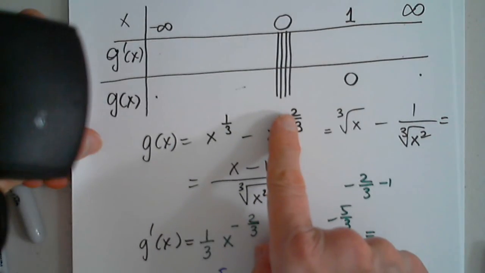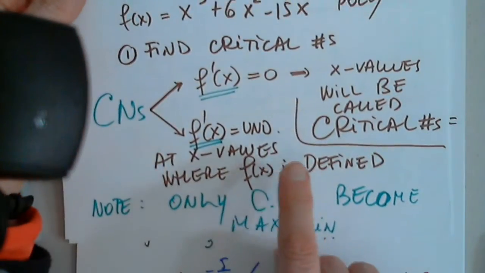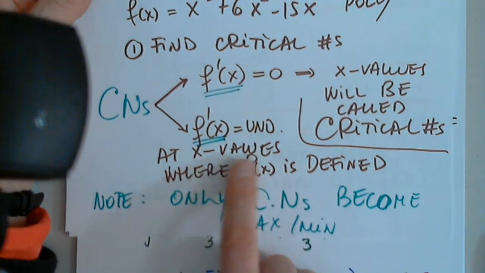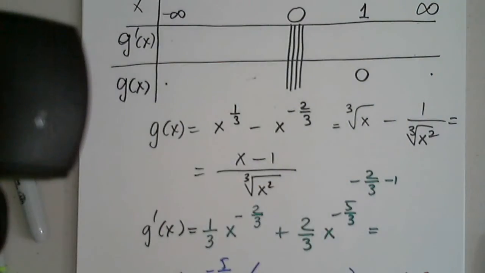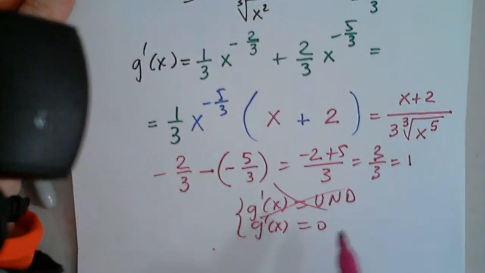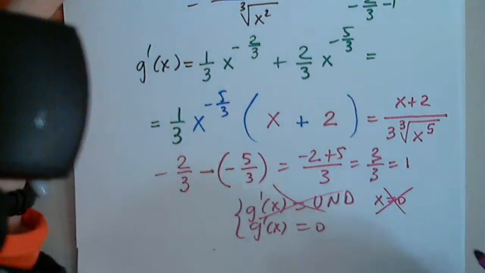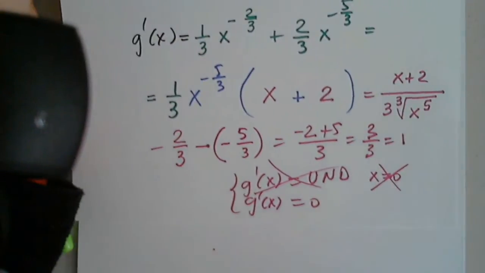The function is not defined at 0. So the requirement is that we can find a critical number from f prime being undefined, but only at x values where the function is defined. But at 0, the function is not defined. So, none. Even if I write x equals 0, it's not a critical number because the function is not defined at 0. Okay, what is the other option?